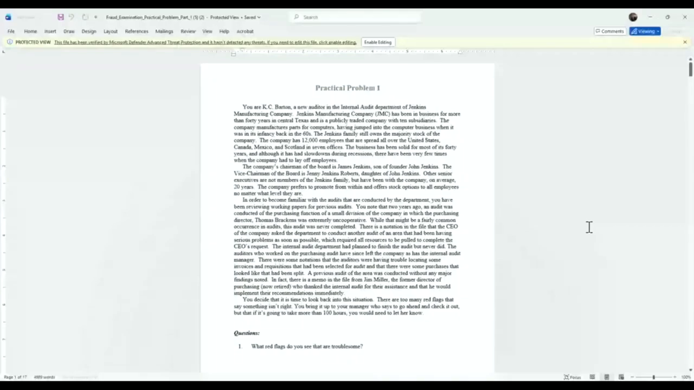There it is. Here's part 1 of the 10 parts of the practical problem. And it says, you are Casey Barton. Please make sure your name goes on your memo, because there have been cases where 2 or 3 people turn in the entire project referring to themselves as Casey Barton, and I don't know which student this was. So put your own name in there. But here you have Casey Barton, new auditor, internal audit department at Jenkins Manufacturing, which has been in business for more than 40 years, Central Texas, publicly traded, Jenkins family, and so on.